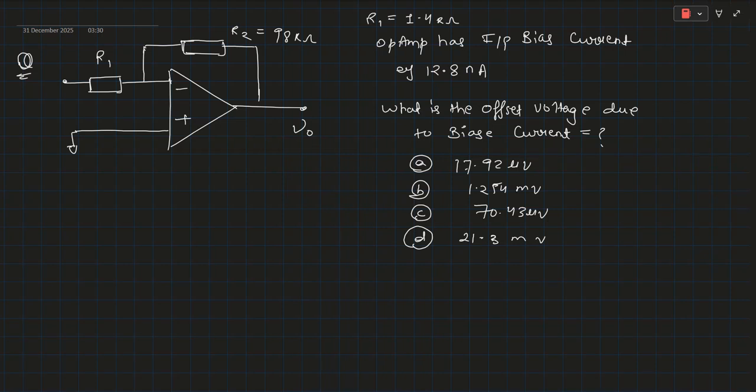Hello everyone. This is a very interesting question. There is an op-amp, and in the question we are given that input bias currents of 12.8 nanoamperes are flowing in the op-amp, and we have to find the offset voltage due to this bias current. Before solving this question, I will explain what input bias current actually is.